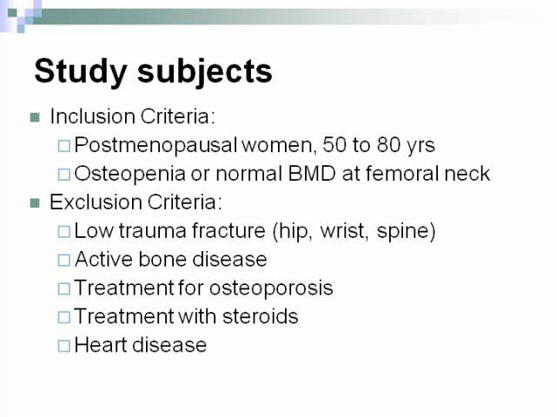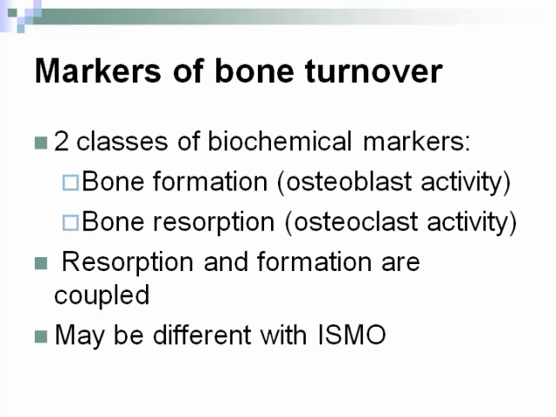We included postmenopausal women, 50 to 80 years old, who had osteopenia or normal bone mass at the femoral neck. We excluded women who'd had osteoporotic fractures, who had active bone disease, who were undergoing treatments for osteoporosis, or who were taking treatments with steroids, or who had heart disease and who were using nitroglycerin for that reason. We measured 2 markers of bone turnover, those that captured osteoblast activity and those that captured osteoclast activity.